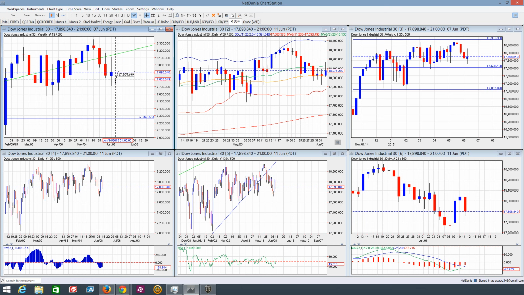But anything short of that, or a close below it, underneath the spinning top, with a low of 17,715, would be an indication to me that we could continue to see some selling from that point forward.